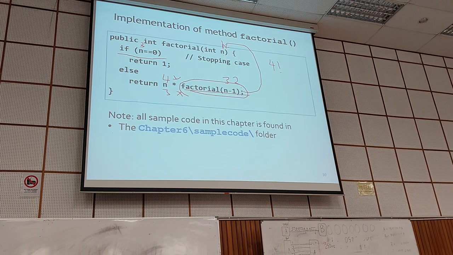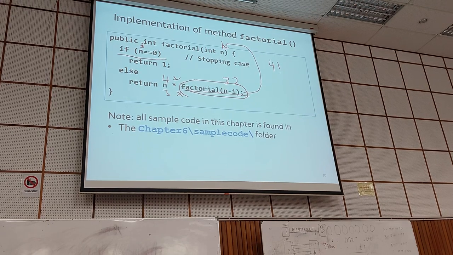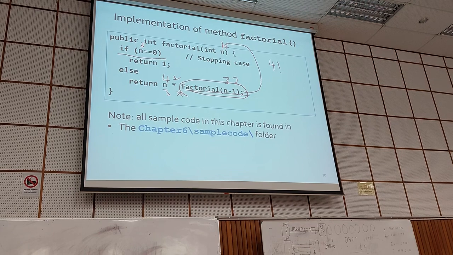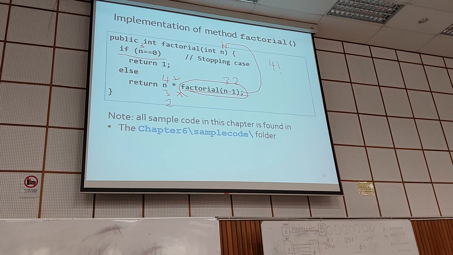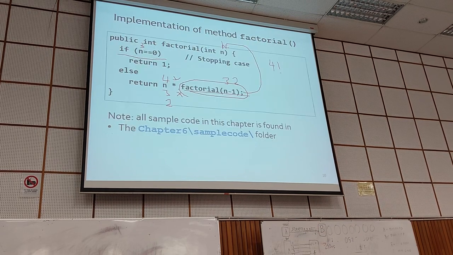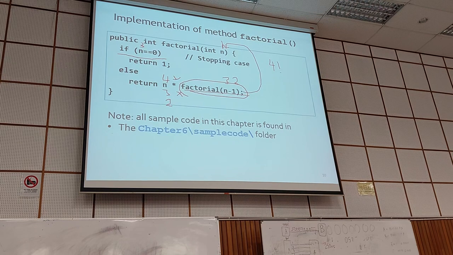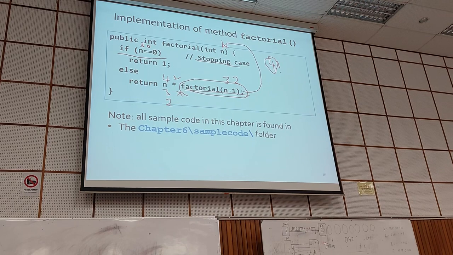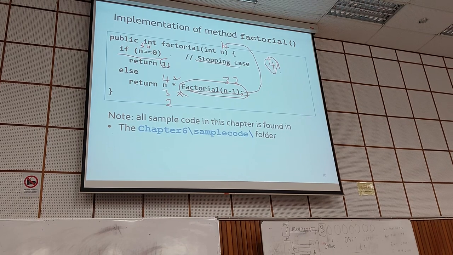So now the n value is 2. Is 2 equal to 0? No, so come back here. So that's how we go through the recursive method, just like this. Alright? Yeah? Until the recursion comes to the stopping case. So eventually your n value will be 0. Correct? So n will be 0, then you return 1. Alright? So then you roll back again.